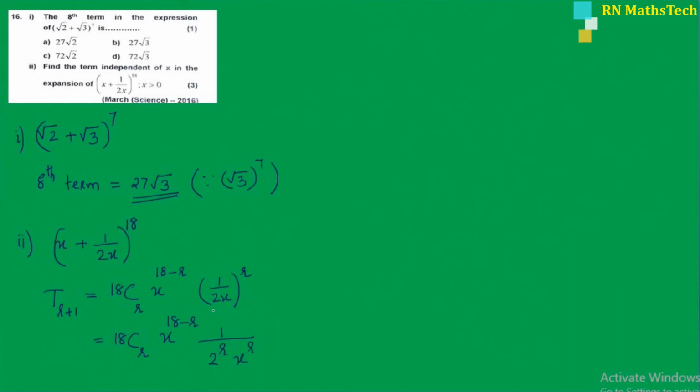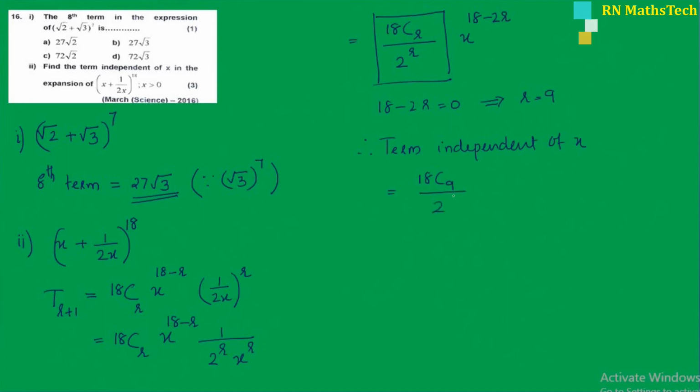There is 1 raised to r, that will be 1 only. Okay, so that's equal to 18Cr by 2 raised to r is the coefficient. Then the power of x will be x raised to 18 minus 2r. To find the term independent of x, put 18 minus 2r equal to 0, and the value of r is 9. Therefore the term independent of x is, putting r as 9, 18C9 by 2 raised to 9. 18C9 by 2 raised to 9.